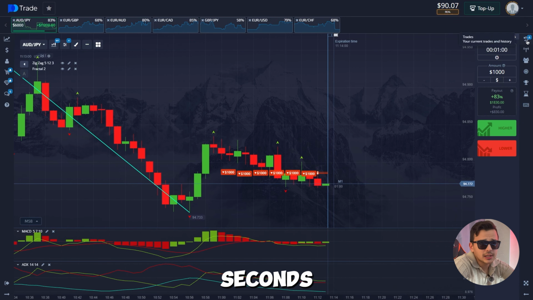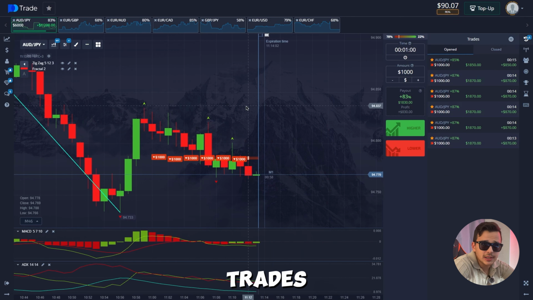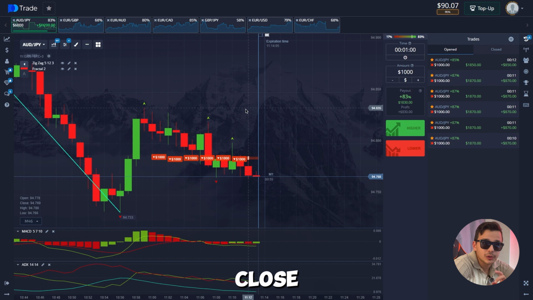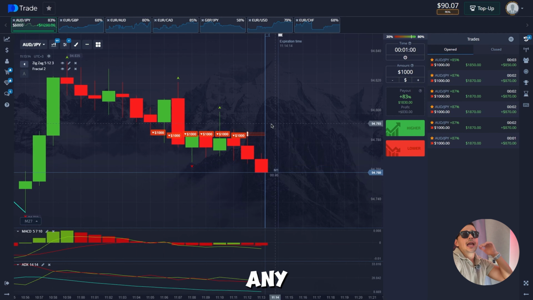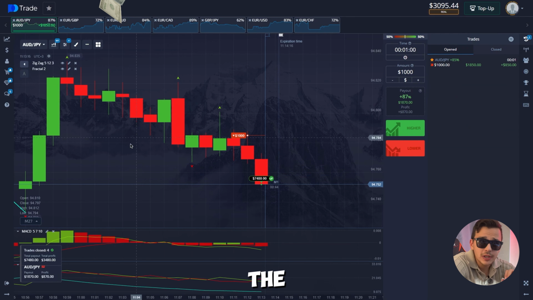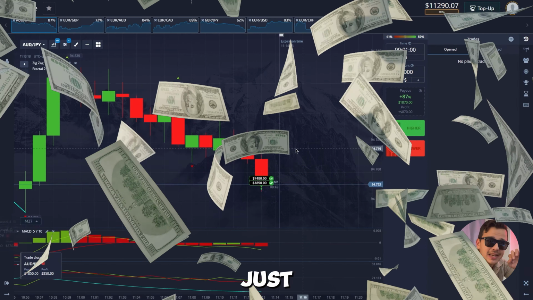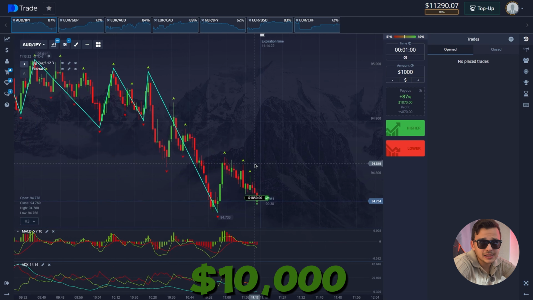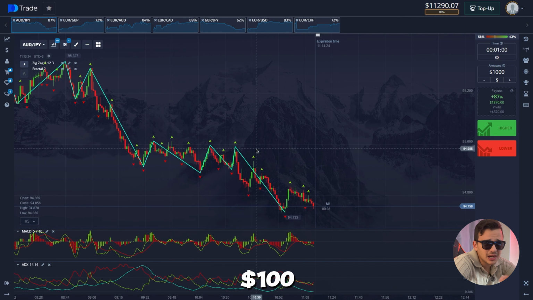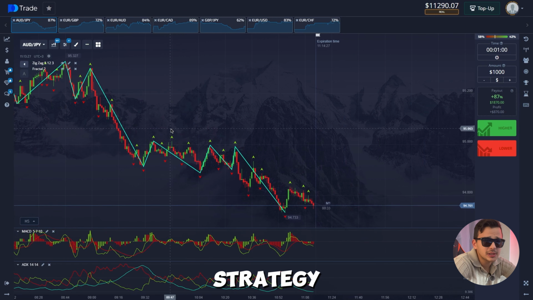We have several seconds left before the end of our trades. As you can see, we are going to close in the plus. And without any problems, you see the dynamics of the character of the movement. And just like that, we have made more than $10,000 with just $100 on an absolutely simple strategy.